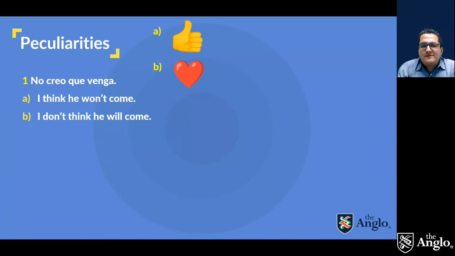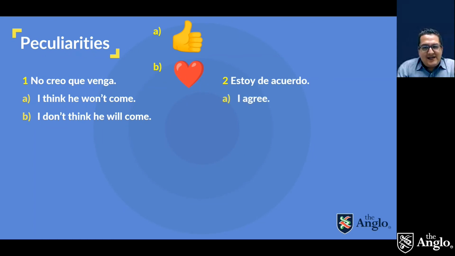We're getting lots of hearts. Lots of hearts. That's correct. "I don't think he will come." In English, we kind of negate the verb think and not the verb will come. Okay. So "estoy de acuerdo," a classic one.